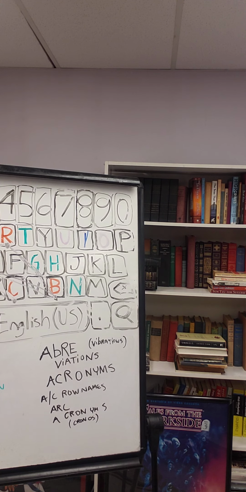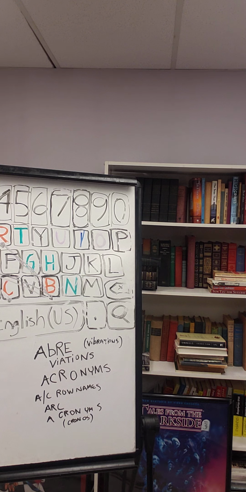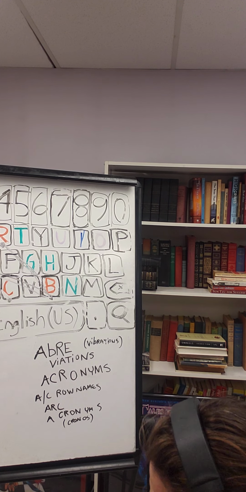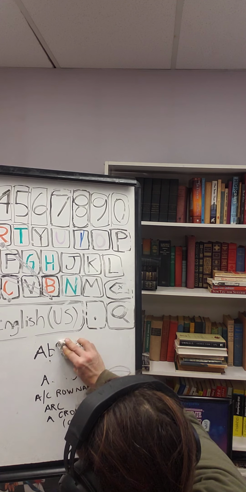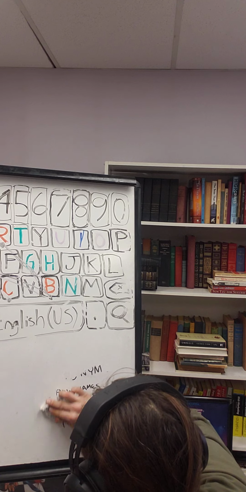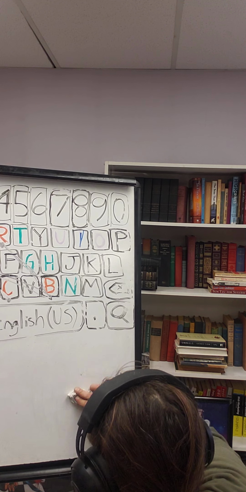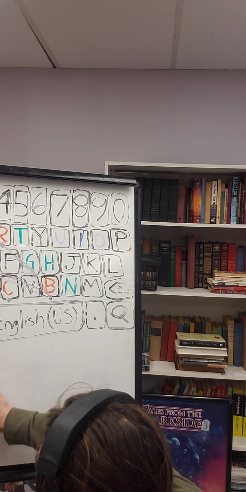abbreviations, also dealing with vibrations, acronyms, alternating current, rowing names, also dealing with the arc, chronos, nims, names. So I want to get into that too because when you break away from those ripples in the center, just like that LO, it also makes me think of impact. Also deal with the LO, Elohim.